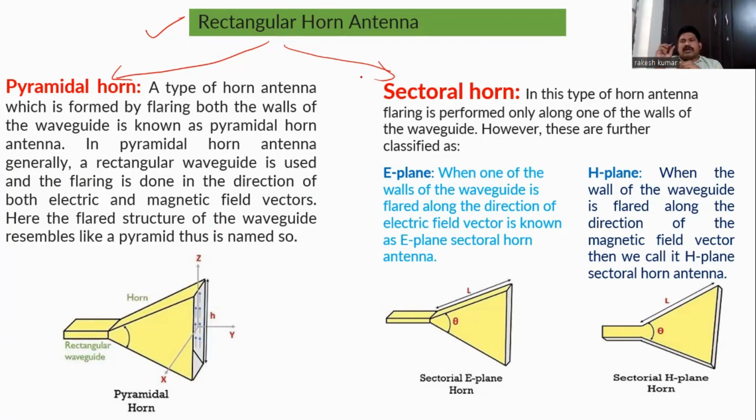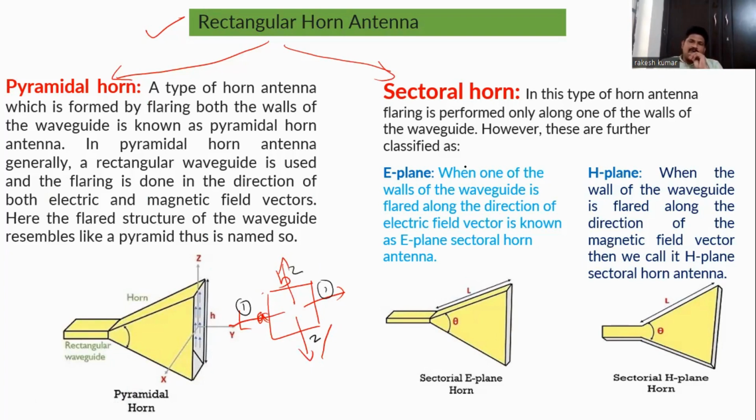So, for example, if you take any waveguide, the open end or mouth of the waveguide, let us consider this is A, this is B. Okay, I can flare in this direction or I can flare in this direction. So let us consider the flaring in direction 1, or I can do it in direction 2.